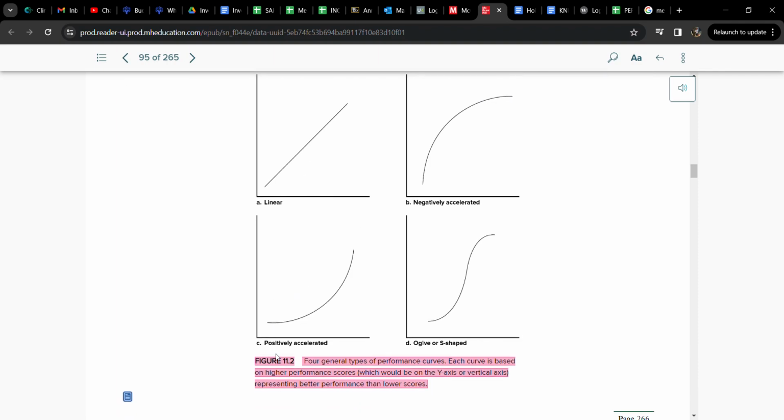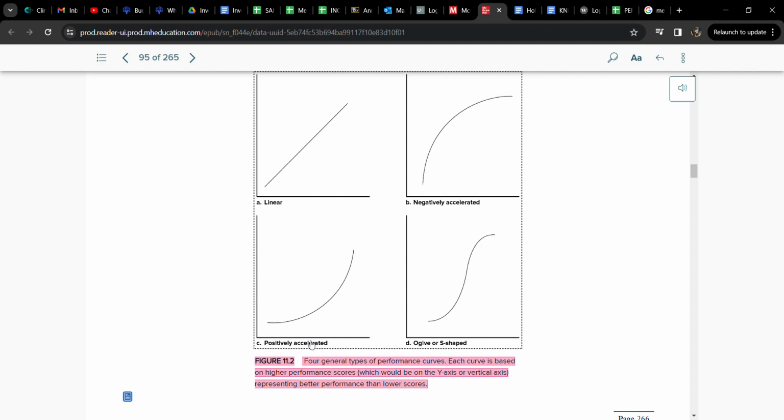Next is positively accelerated learning. So as you learn more, your improvement exponentially improves. Right? So this is a really tough one. There's not a ton of skills that do this because it basically implies that the more time that goes on, the more that you learn, you just continuously improve and get better at a quicker and quicker rate. So not a ton of skills that are like that.